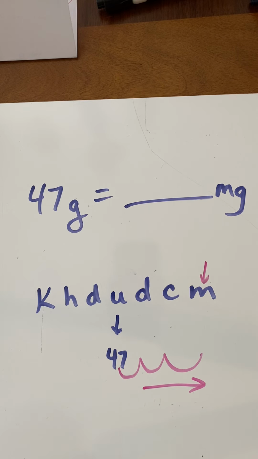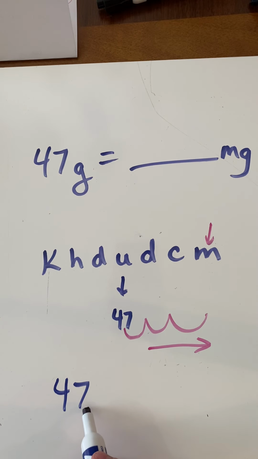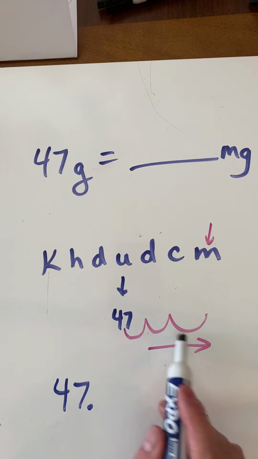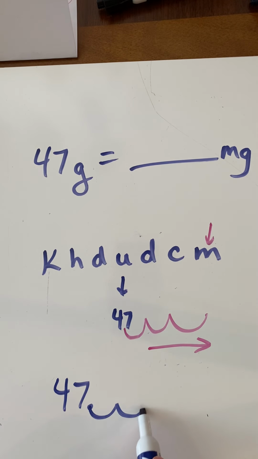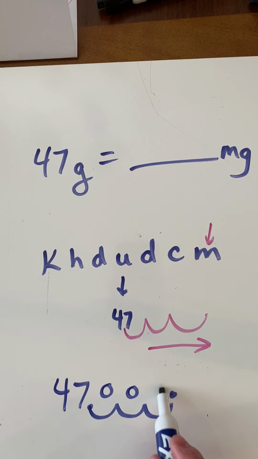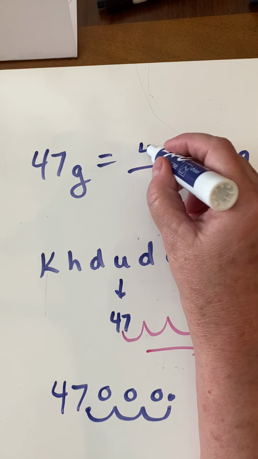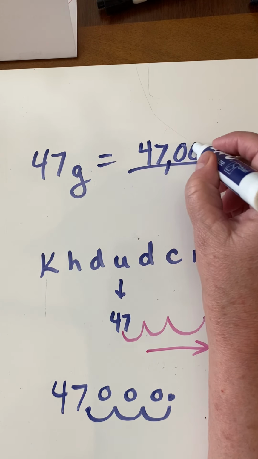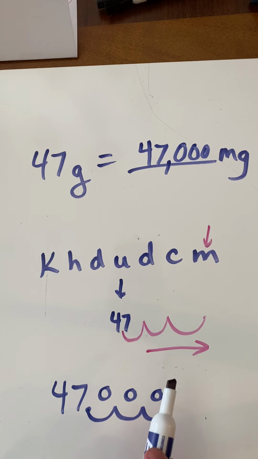So I'm going to take my original 47. And where is the understood decimal point? It should be right here at the end after the 7. And I'm going to move it 3 times to the right. 1, 2, 3. I'm going to put a new decimal point there, and I'm going to fill in zeros for the rest of them. And so it turns out that 47 grams is the same thing as 47,000 milligrams. Notice how easy it was. All I had to do was count how many jumps I had to figure out where to go. Very, very easy.